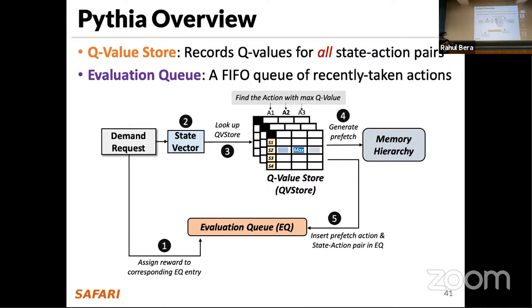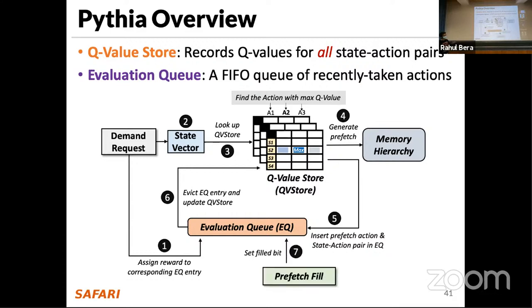So that actually keeps track of what predictions Pythia has made in this evaluation queue. Whenever you are enqueuing something at the back, you are evicting something from the front of the queue, right? So you would use the reward value that you have stored in the head entry to update the Q-value store. And the last piece of the puzzle is that for every prefetch fill that is happening in the cache, you would also look up the evaluation queue and set a filled bit.